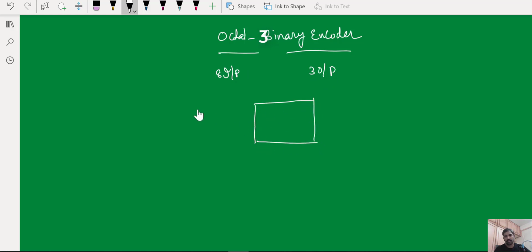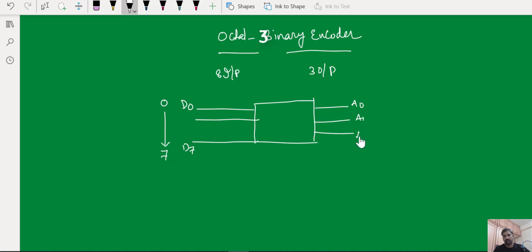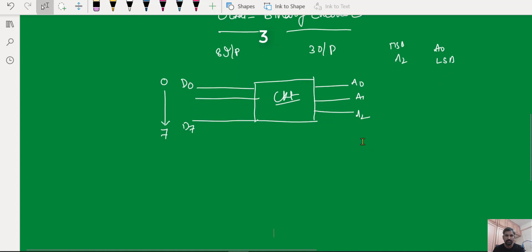You are going to have 8 inputs. I'm making them D0 to D7, those 8 inputs, or you can name them 0 to 7 also, both are fine. And you are going to have 3 output lines. I'm just naming them A0, A1 and A2, where A2 is the MSB and A0 is my LSB. Now I'm going to design a circuit for converting octal numbers into binary numbers. So I need to form a truth table with the input and output.